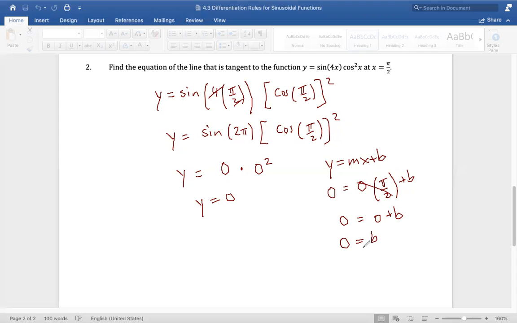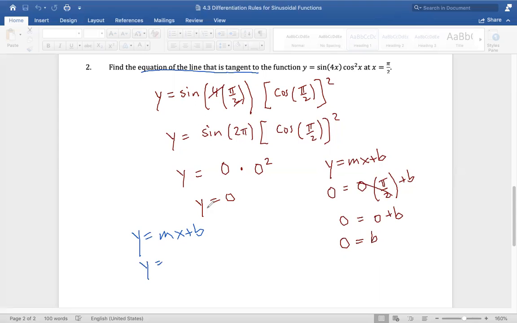So now for my equation, just to change the color, y equals mx plus b, right? It asked for the equation of the line that is tangent to, so the equation of the tangent line. So this is my sinusoidal function. This is my curve. I want to look exactly at 90 degrees, at pi over 2. And what would be the equation of the line that is tangent to that function?